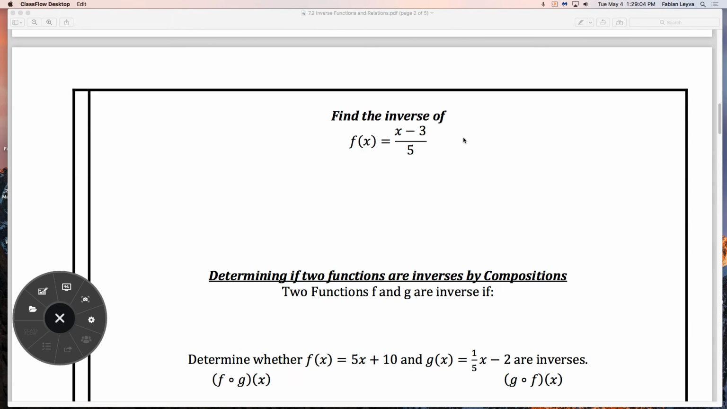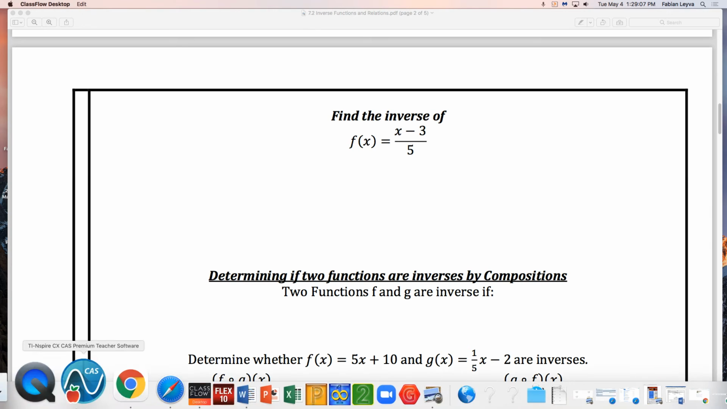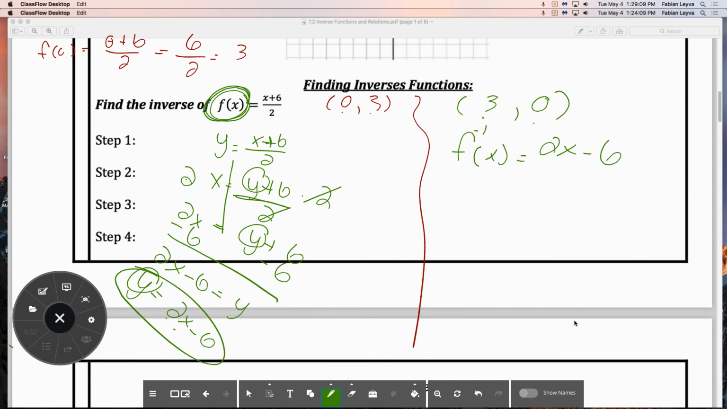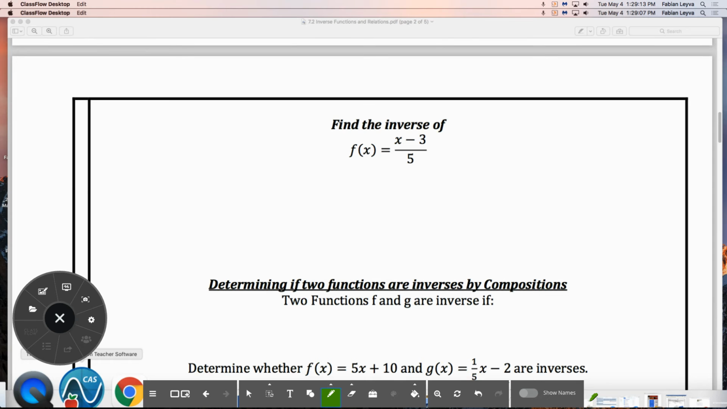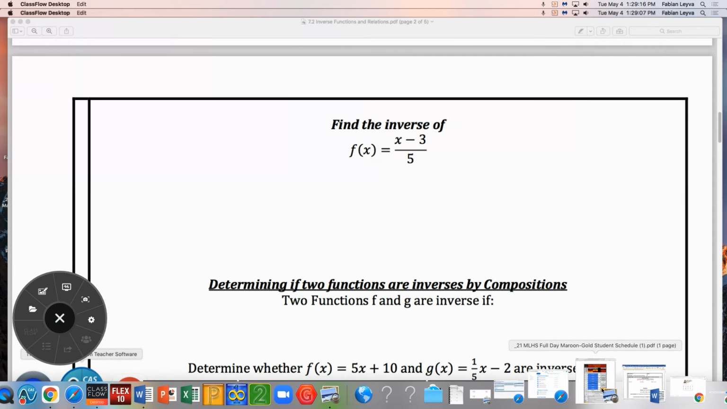So go ahead and find the inverse of this function here, and I'll go around seeing if I can clarify anything. And this will be our last one.